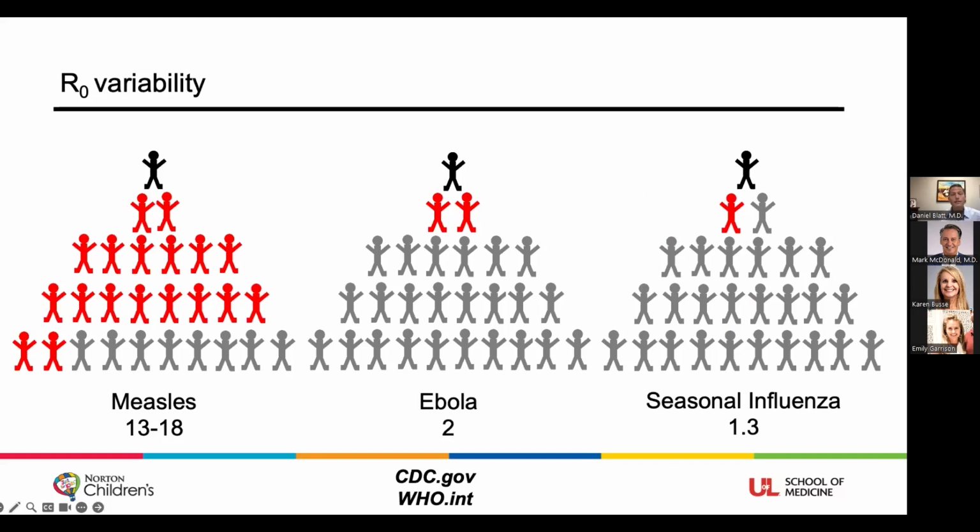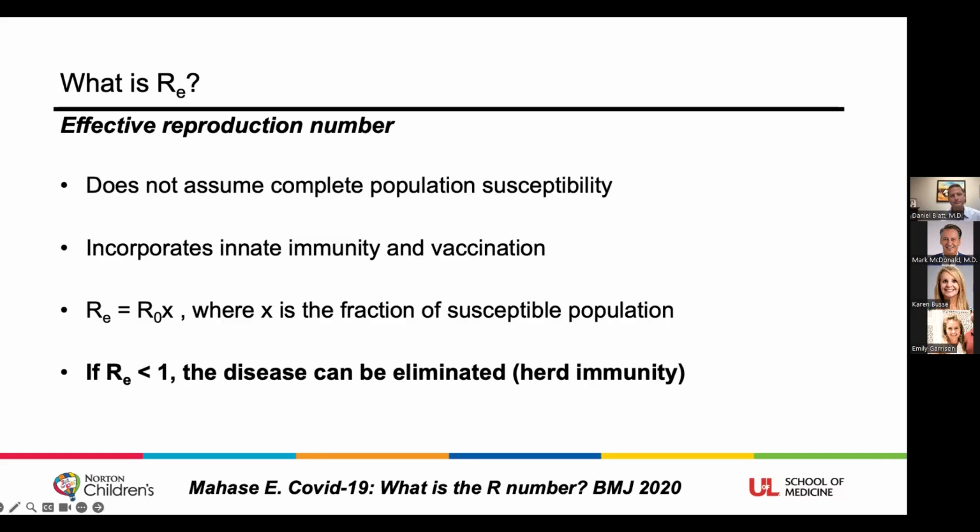Measles, which is often considered to be the most infectious of diseases, has an R naught of up to 18, which means that for every person infected, they may spread measles to 18 other people. And it spreads exponentially quickly. So why isn't measles everywhere? Well, that's because of something called RE, the effective reproductive number.